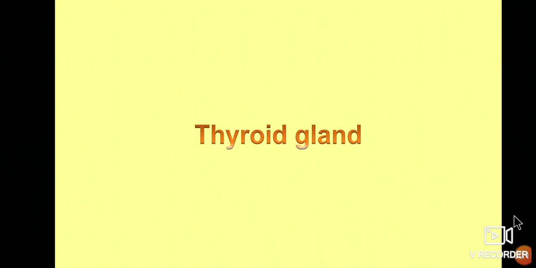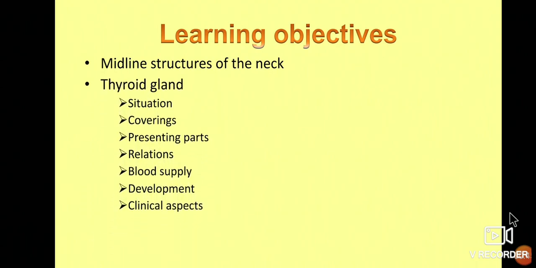Now, before discussing the thyroid gland, I will give a short introduction about the midline structures of the neck, the anterior midline of the neck. What structures are lying there, followed by the paramedian structures. Then I will discuss the thyroid gland in detail under the following headings: its situation, coverings, presenting parts, relations, blood supply, development, and then the clinical aspects.